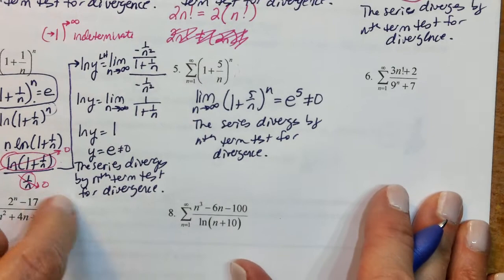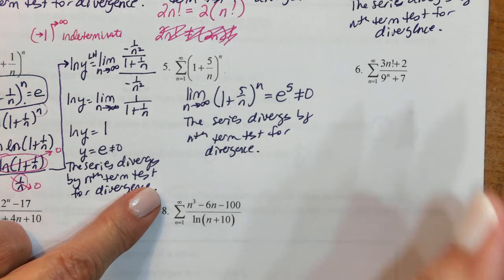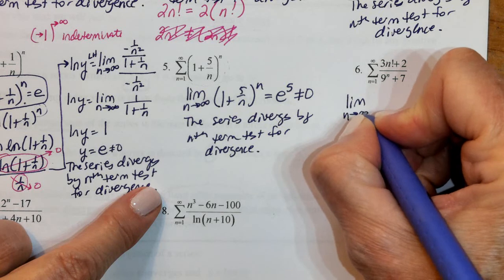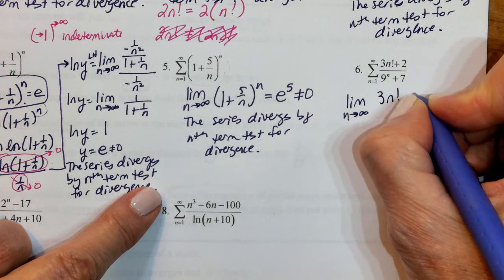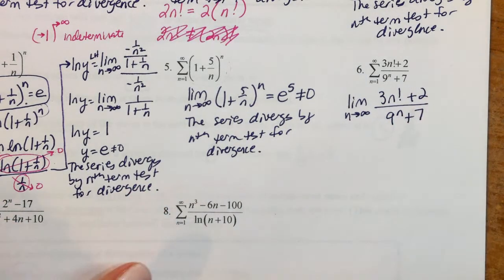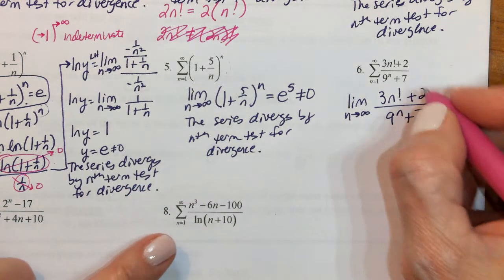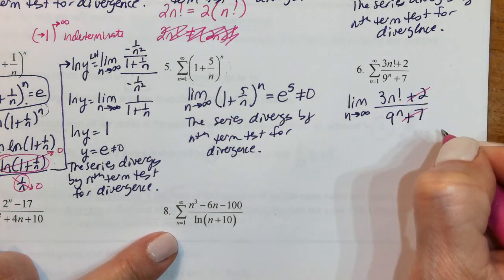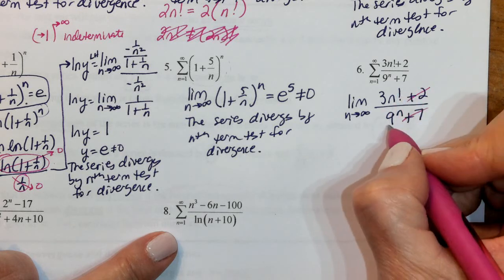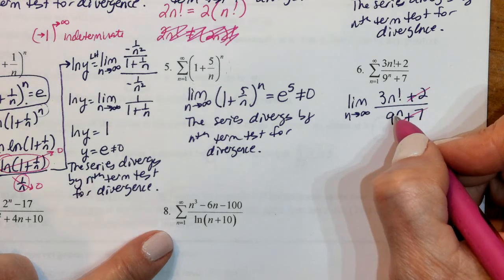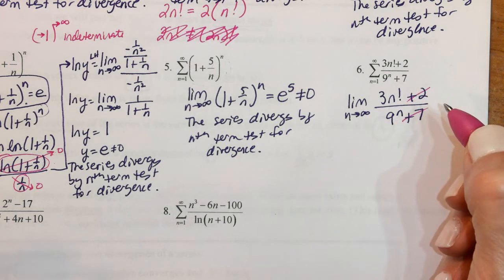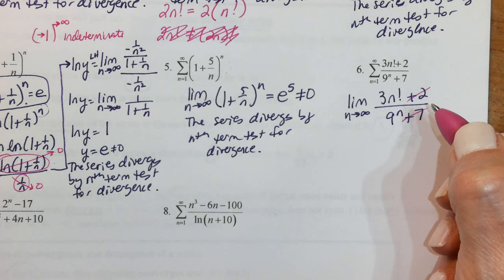Okay. Number 6. So we have the limit as n goes to infinity of 3n factorial plus 2 divided by 9 to the n plus 7. Well, as n goes to infinity, the plus 2 and the plus 7 don't matter, right? Then I'm left with 3 times n factorial divided by 9 to the n. And my question is, what in the world do we do with that? Nothing reduces, right?